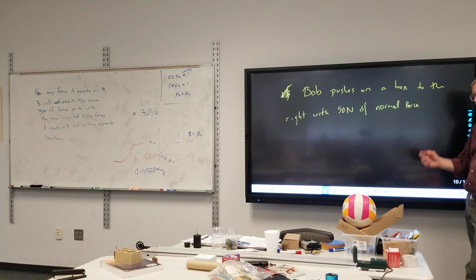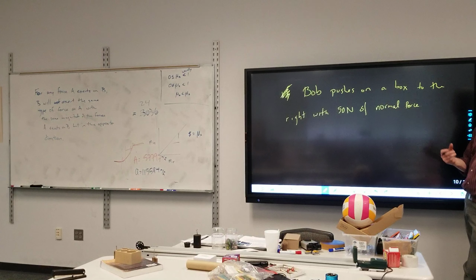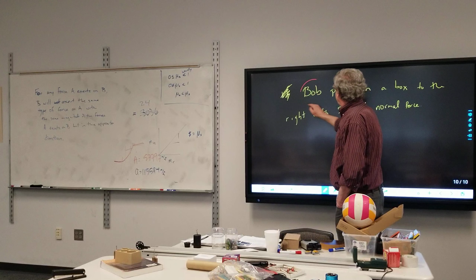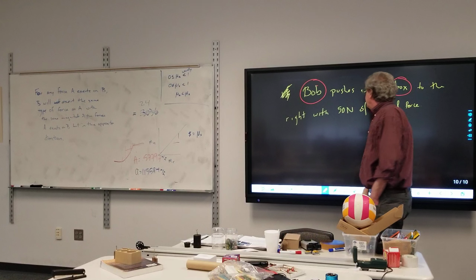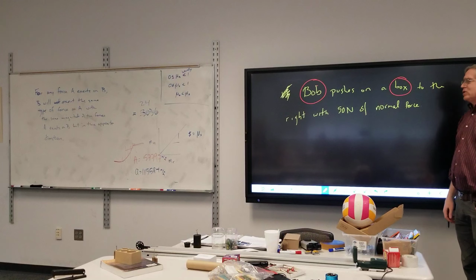Whenever you're given this, you can always find the reaction force best by first identifying what are the two nouns, or what are the two objects involved here. What are the two objects? Bob and box. Yeah. So I've got Bob and box. What is the direction of the force? To the right.